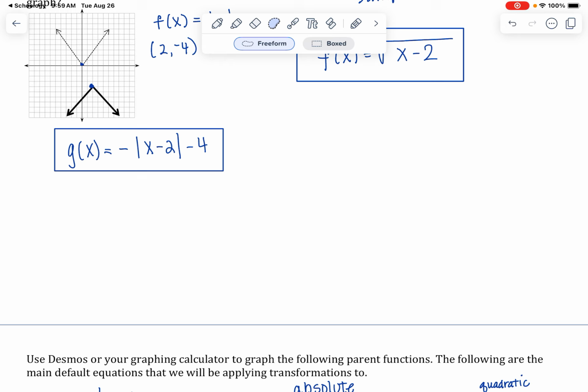And these are our main default equations, and we'll be applying transformations to them, and you need to know what these look like. So go ahead, take a moment, do those 6 graphs, make sure you know what they look like, and then you can compare them with mine, and I'll tell you some key points that you should know.